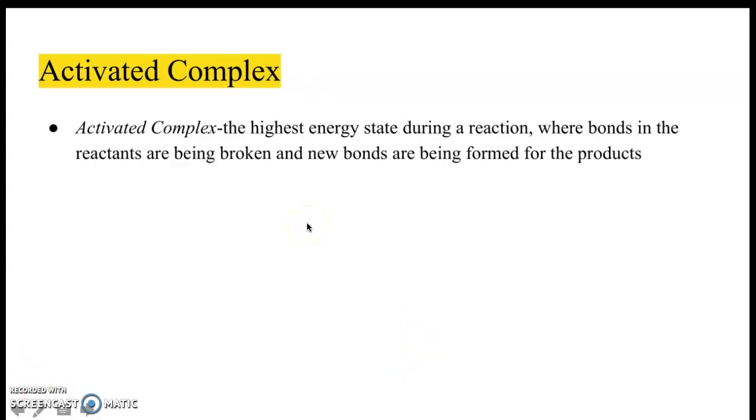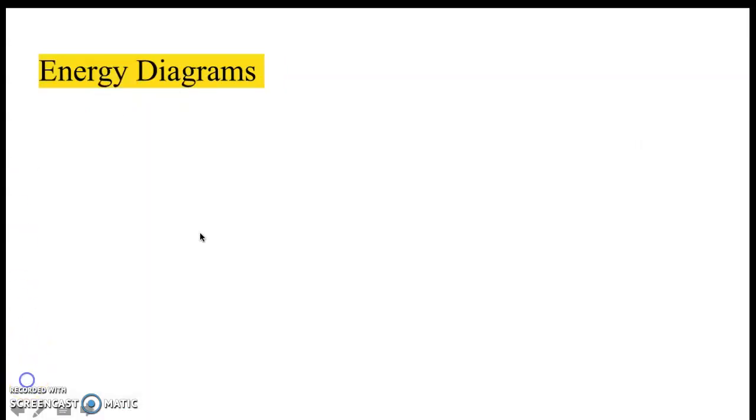In a chemical reaction, there's also something called an activated complex. Sounds complex, but it's not. It's basically the highest energy state during a reaction. So there is a moment when a chemical reaction is occurring where the bonds of all your reactants are being broken and the new bonds for your products are being formed. When your reactants and products are in that intermediate state, that is called the activated complex.